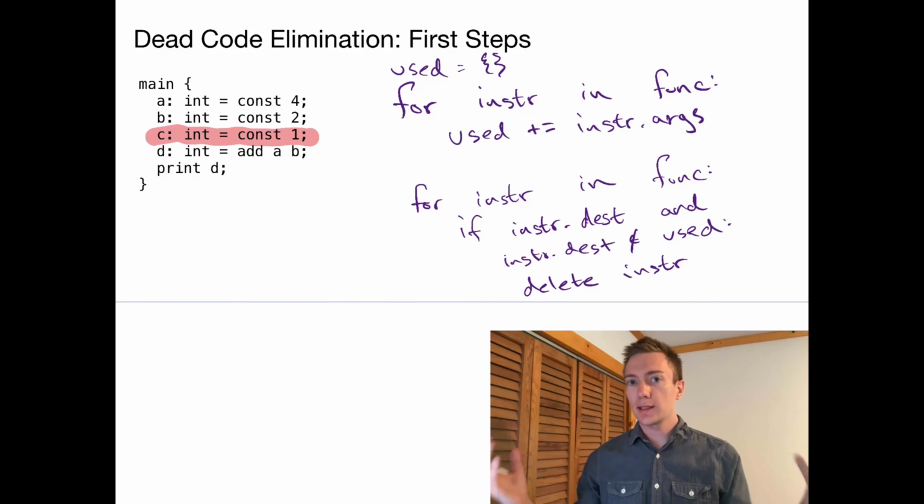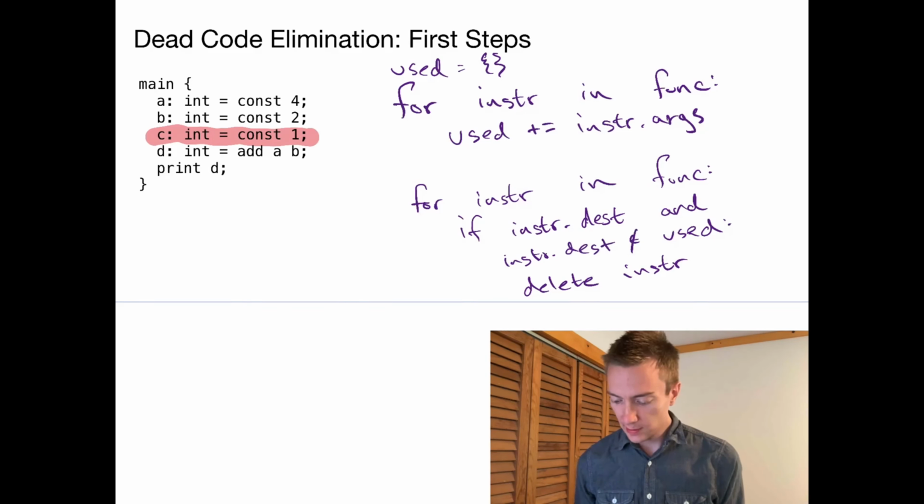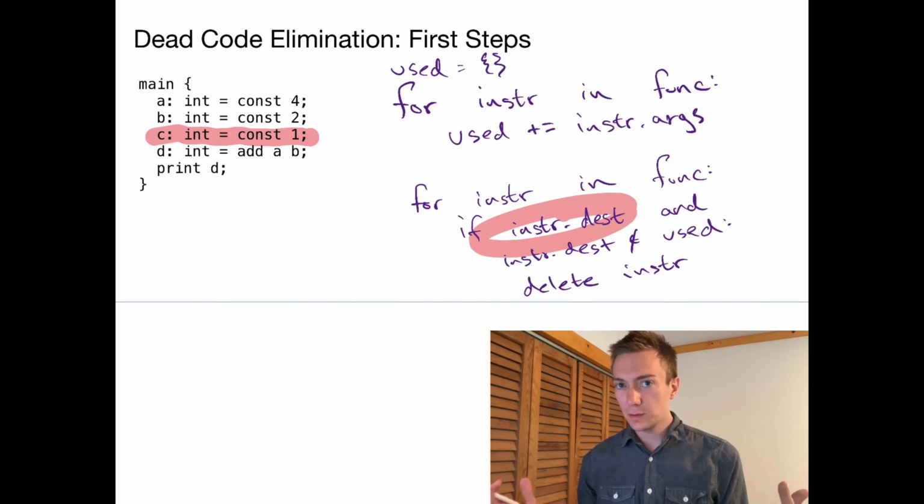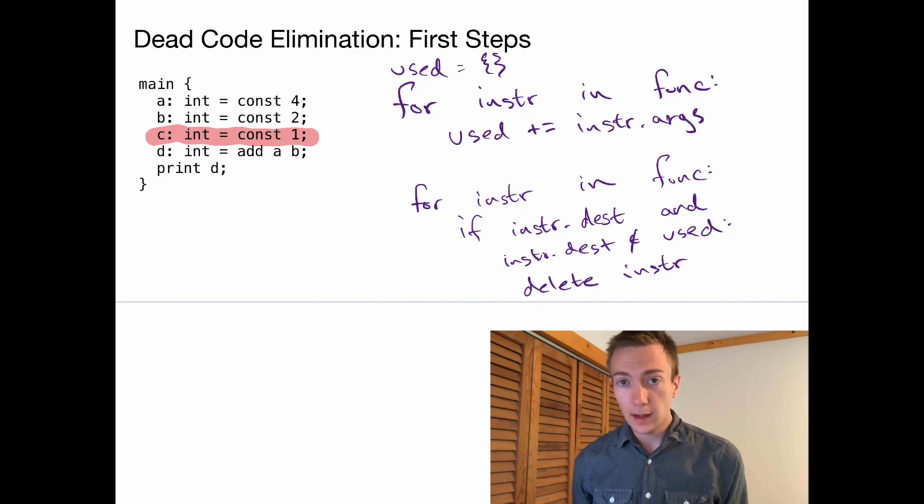If we're to make more complicated instructions, we'd have to think more carefully about what the side effects of instructions are. But for example, the print statement doesn't have a destination field. It doesn't assign to anything. So the print instructions won't have a destination, and therefore we will never delete those instructions. So that's a really simple implementation of our very first optimization.